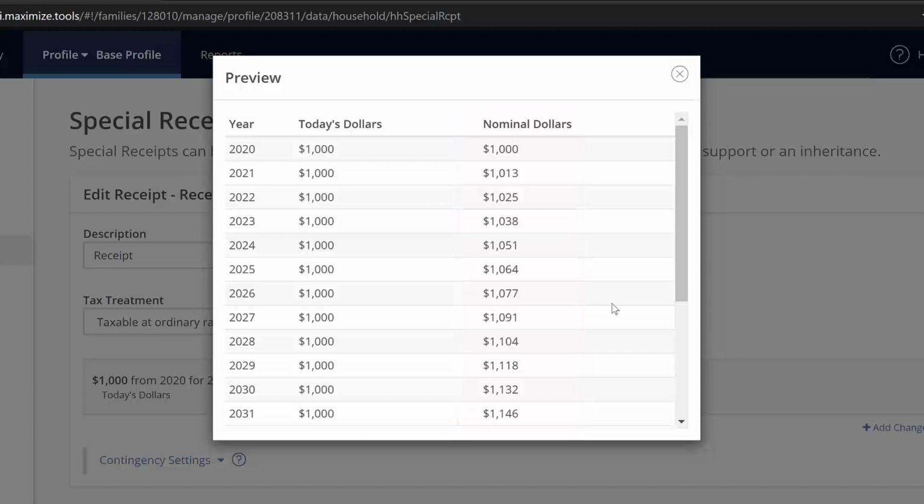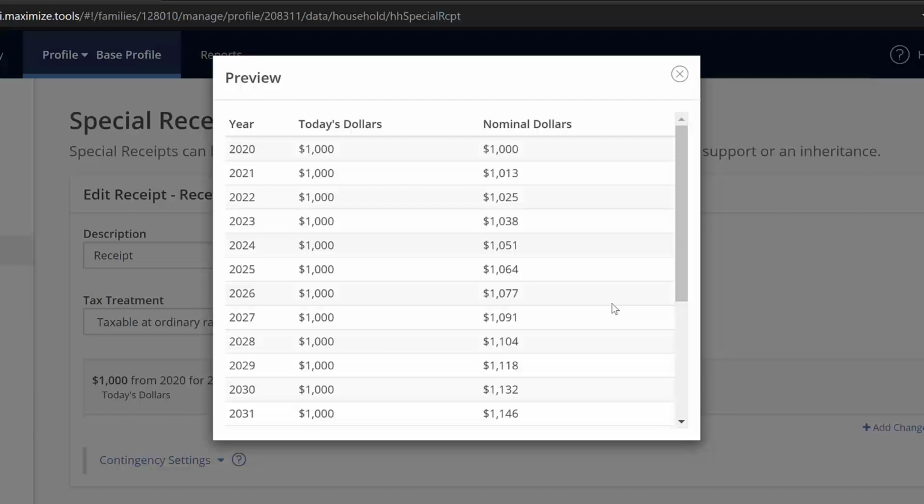In other words, in 2030, for example, we need 1,132 $1 bills in order to purchase what $1,000 will purchase today. It's accurate to say that if inflation is 1.25%, then 1,132 in 2030 is the equivalent of 1,000 in today's dollars. All of the reports in MaxiFi are in current year dollars, or real dollars.